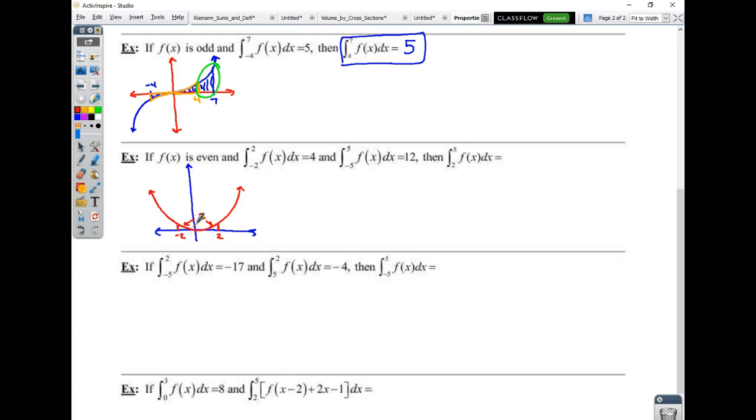Using the even concept, we can divide that by 2 for 0 to 2 and negative 2 to 0. I also tell you that negative 5 to 5 is 12, which means that each of these whole regions is going to be, I'm going to real quick do the 5s in a different color. Do those in my purple.